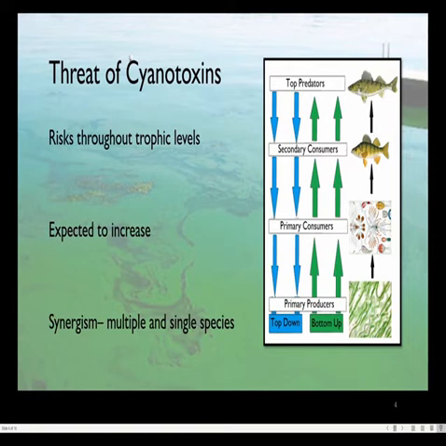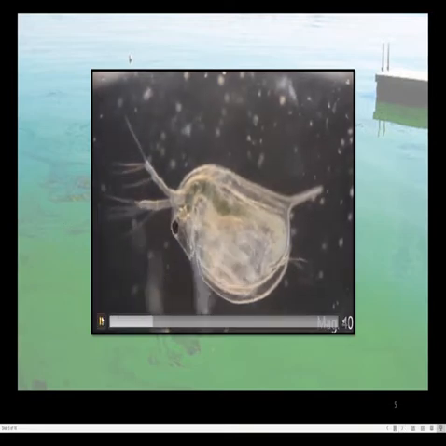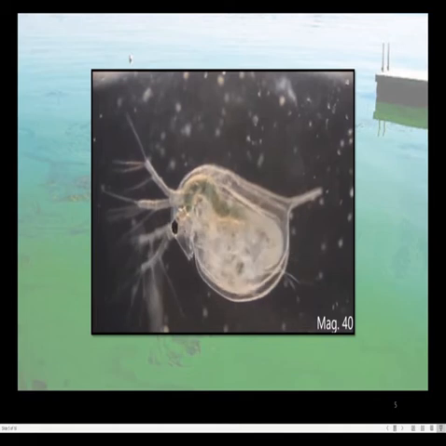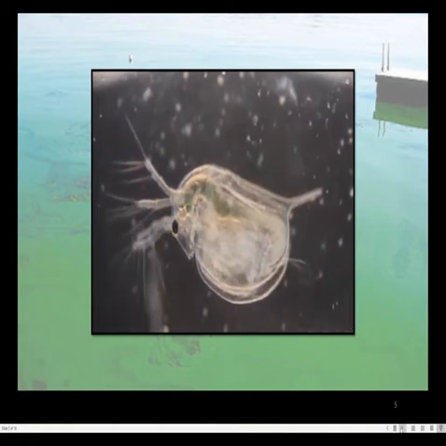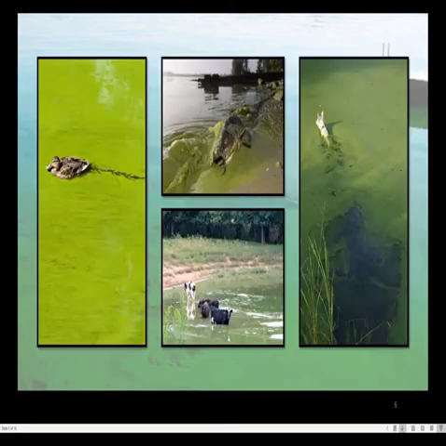And we've seen that multiple species can release multiple cyanotoxins at the same time, and even single species can release multiple cyanotoxins. And these cyanotoxins, as I said, can have an impact across trophic levels, starting with our little friend here, the Daphnia. As Daphnia consumes cyanobacteria that have cyanotoxins in their cells, they can have lower fertility rates and also begin to die.